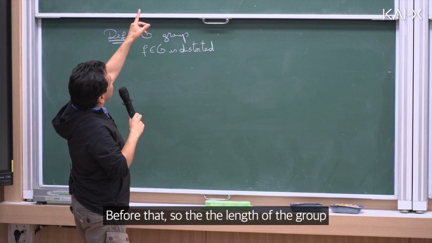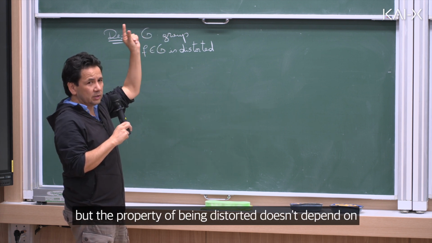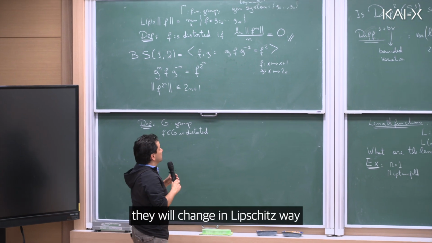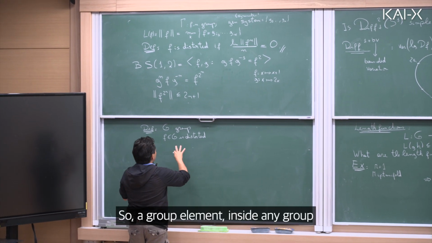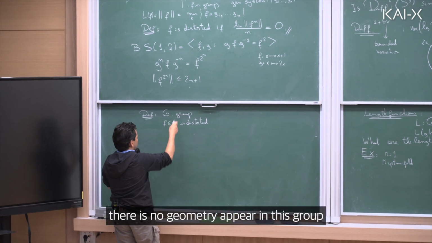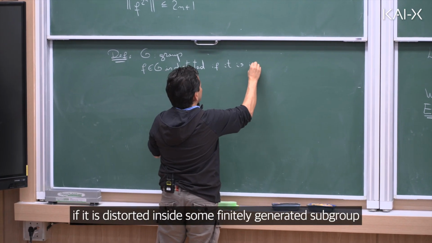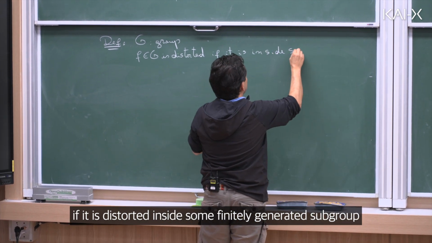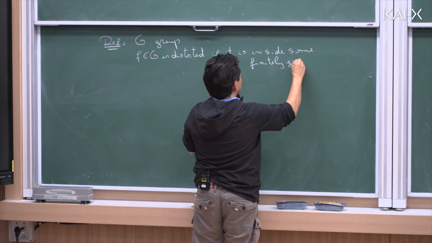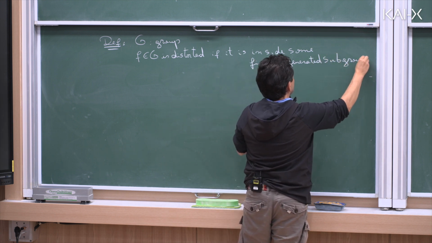Before that, the length of the group elements depends on the system of generators, but the property of being distorted doesn't depend on that, because if we change the length, they will change in a Lipschitz way. So for a group element inside any group, there is no geometry a priori in this group, but you will say that an element is distorted if it is distorted inside some finitely generated subgroup.